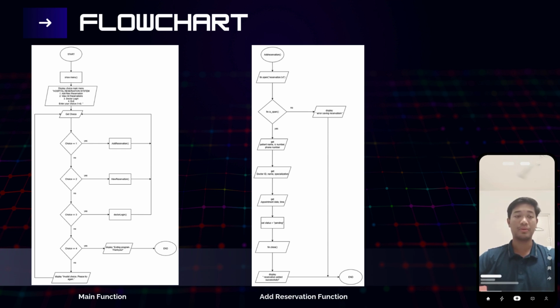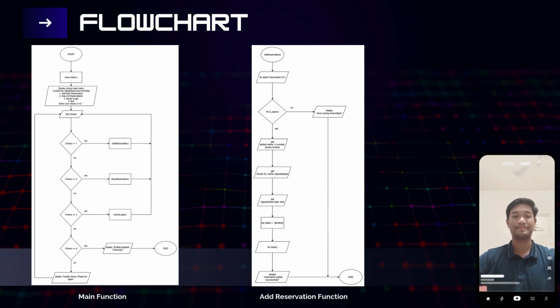If the user inputs 1, it will proceed to the add reservation function. If the user inputs number 2, it will proceed to the view reservation function. And if the user inputs number 3, it will proceed to the doctor login function. And if the user inputs anything other than 4, it will display invalid choice. Please try again. And if the user inputs number 4, it will display exiting program.